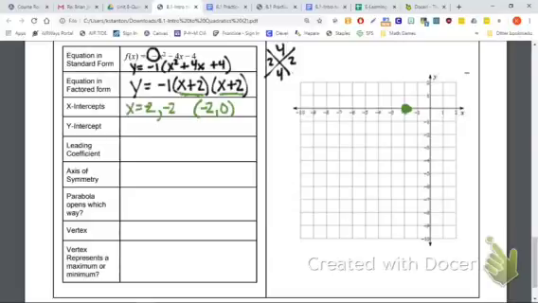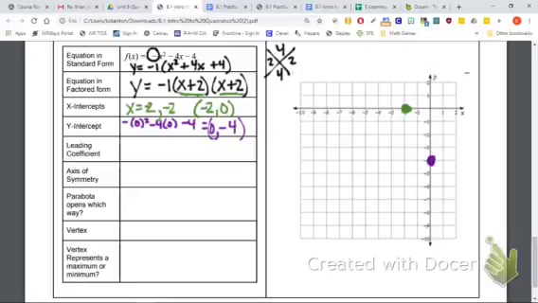The next thing is the y-intercept. Again, we're going to say negative 0 squared minus 4 times 0 minus 4. With that, guys, all we get is that the y-intercept is -4. 0, -4. Okay, so I'm going to go over and go down to 0, -4 and put a point. Okay, so now we got 2 points on here.